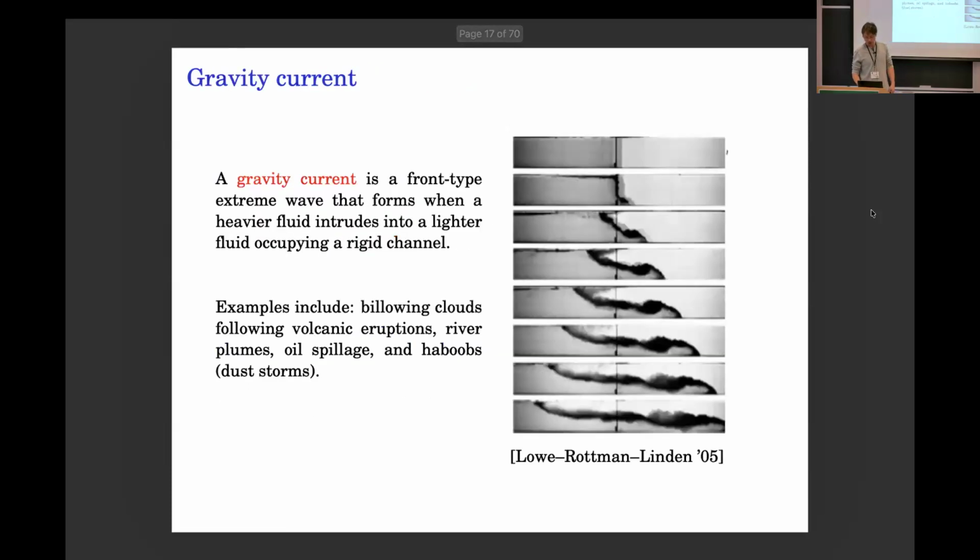Before I get to the real mathematical setup, I forgot one more thing. There is one other interesting feature of this internal wave setting, which you can't see from the surface wave, which is termed a gravity current. So what is a gravity current? This can be more or less explained from this lab snapshot. Let me just quickly explain what these things are.